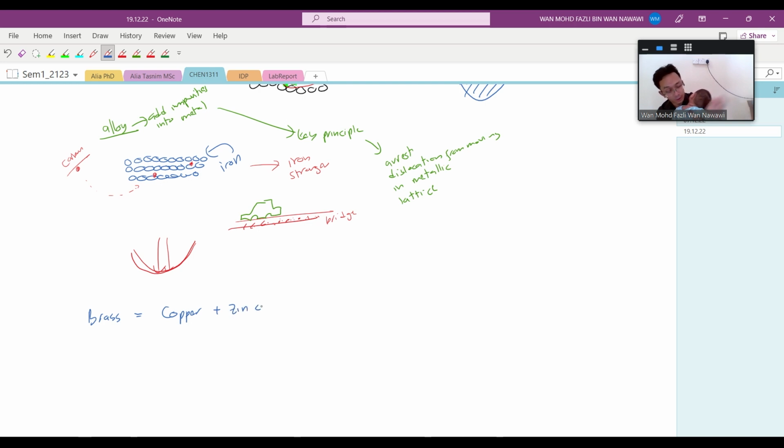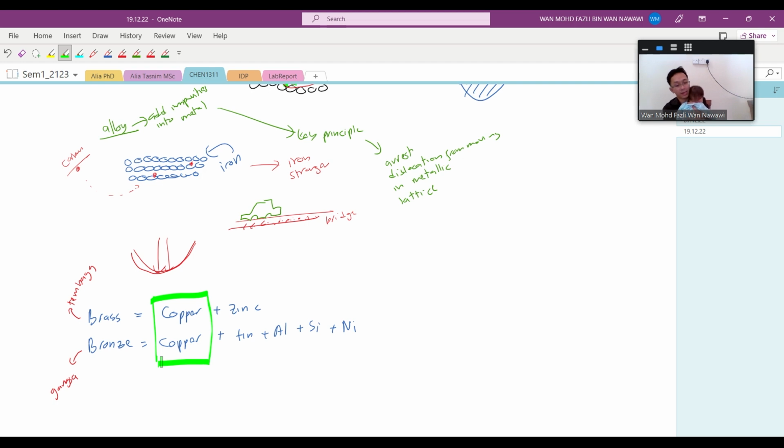Then you have another one, bronze, which is gangsa in Malay. Bronze is basically copper, and usually they add tin, and sometimes aluminium, silicon, and also nickel. The major part is copper. It's not like you add 50% copper to 50% zinc to make brass. No, the base material is copper, and you add only a very small amount of zinc or whatever other impurity.